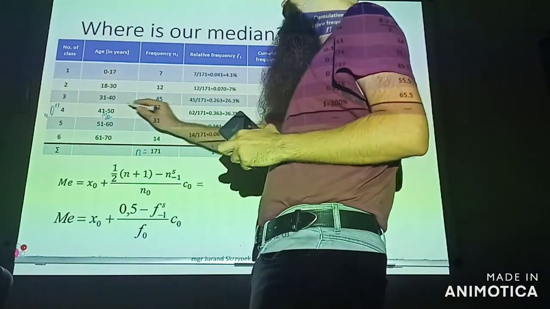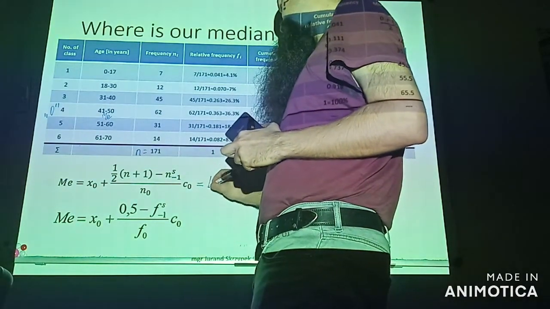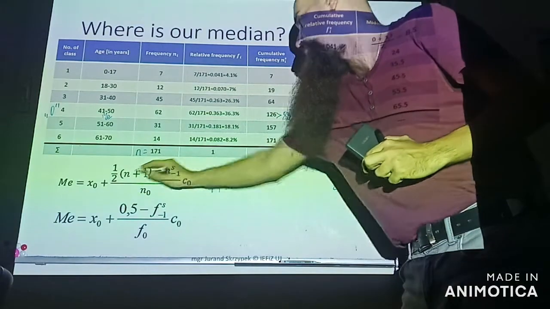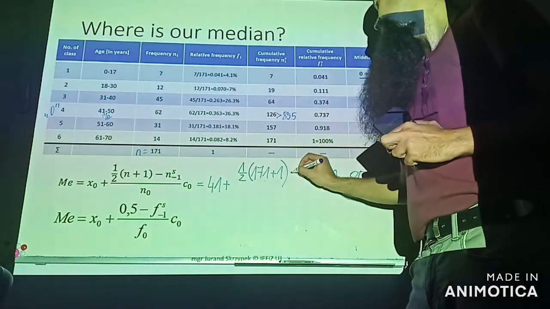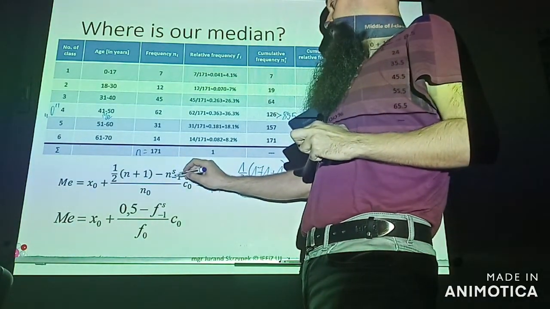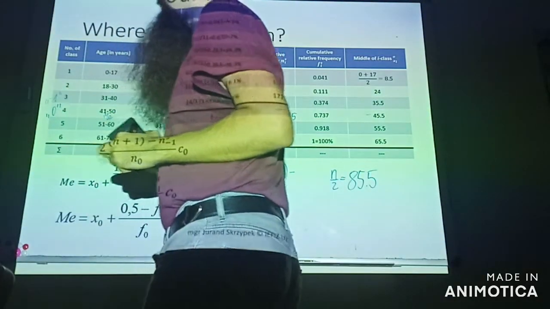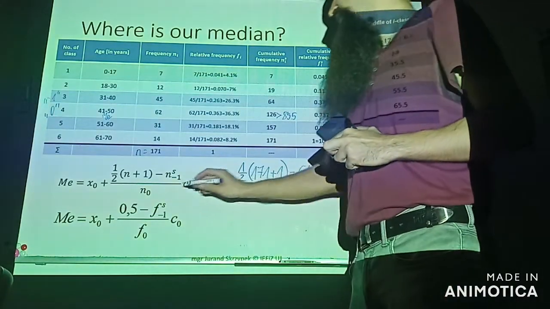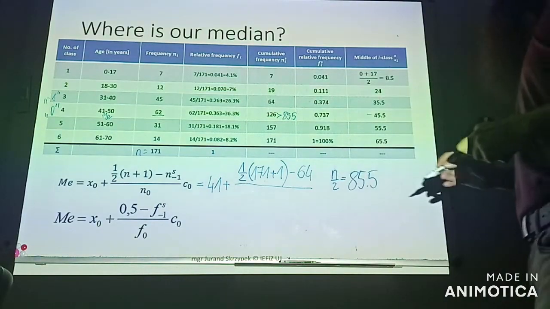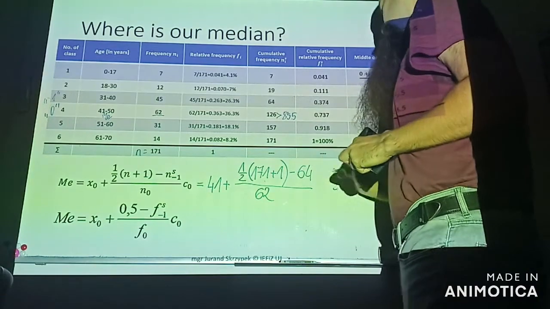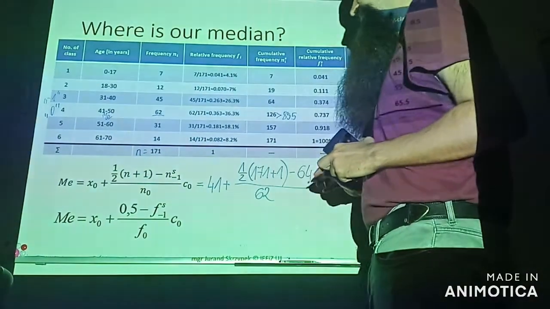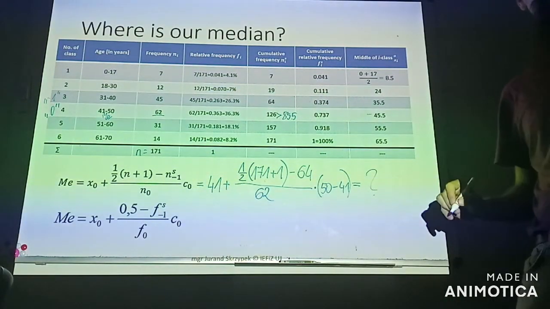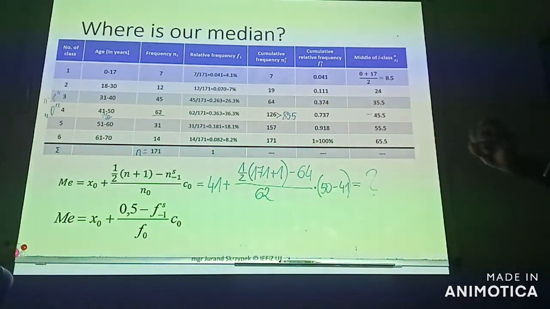Median is x0, the lower bound of the median class, which is 41 plus a half multiplied by the population size 171 plus 1 minus the cumulative frequency from the previous class, from the -1 level, and this is 64, divided by n0, the frequency of the median class, 62, and this fraction is multiplied by the range of that class, 50 minus 41, and the final result is, it's your turn. Please compute this amount.